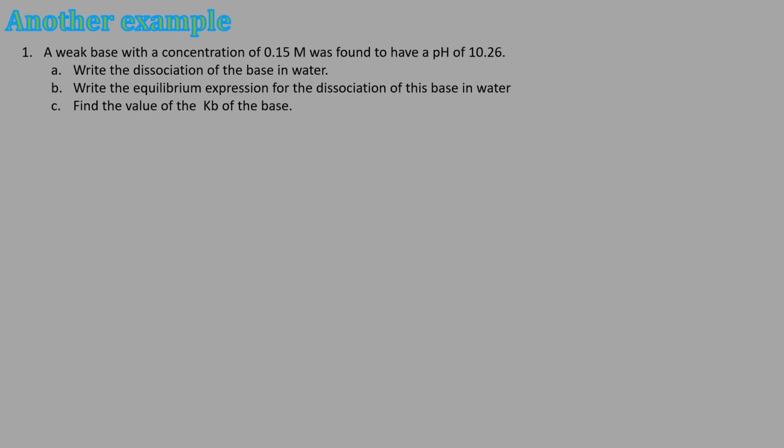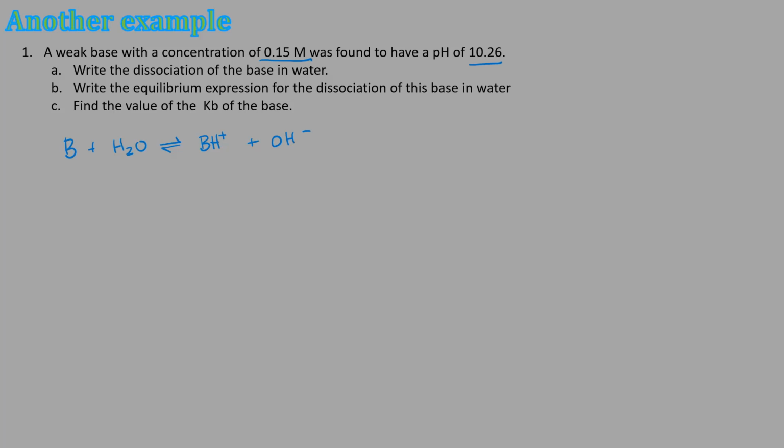All right, another example. A weak base with a concentration of 0.15 molar was found to have a pH of 10.26. We want to write the dissociation of the base in water. It's just a base, so I'm going to use B, and it's in water, and it's weak, so it's in equilibrium, and we're going to end up making B plus this H, so that's the conjugate acid. You can also write HB plus, I do that half the time too, and hydroxide. All right, so there's the dissociation of the base.